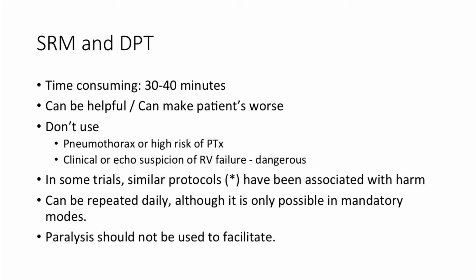Don't use it if they've got pneumothorax or you think they're high risk of pneumothorax, for example, they've got bullous lung disease. Definitely don't use it if they've got RV failure or a history of pulmonary hypertension or there's a clinical suspicion of RV failure. What can happen is by increasing the intrathoracic pressure excessively, you can decrease your right ventricular function, then your cardiac output, and then whatever you do in terms of inotropes, fluid, pressors, whatever, they can enter a spiral of decline which you can't reverse. So RV failure, don't do this.